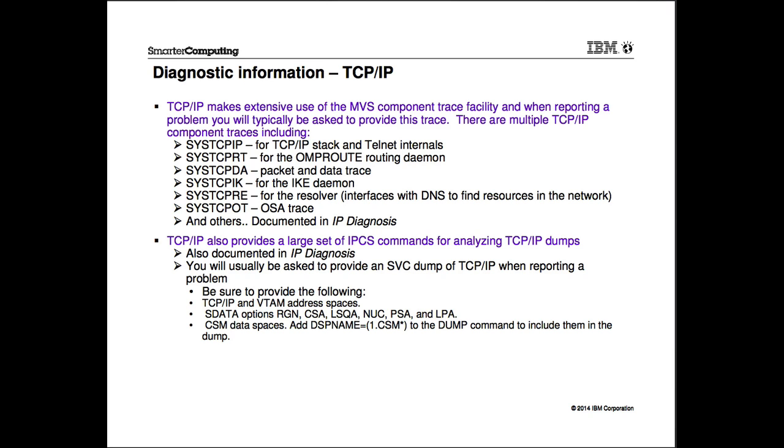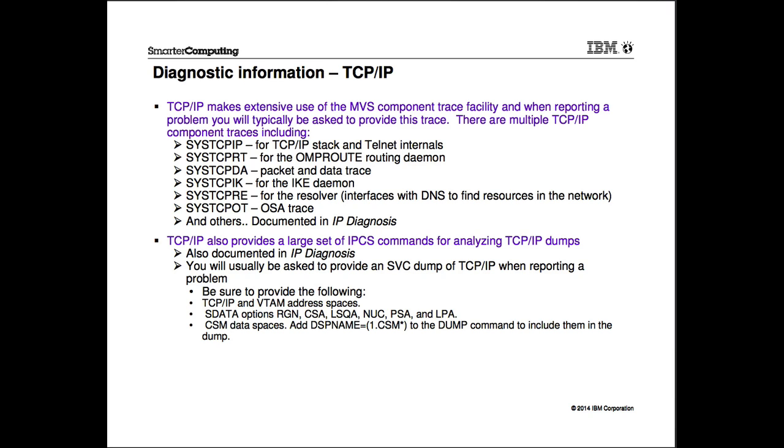All right, the next set of information is about diagnosis. Especially if you're a customer and you have a problem and you call IBM service, they're going to ask you for some of this information, so it's good to know about. MVS, or z/OS, has a built-in component trace facility, and TCP/IP makes extensive use of it. In fact, we have multiple TCP/IP component traces that you might be asked for if you have a problem. There's SYSTCPIP, which is the TCP/IP stack and Telnet internals. Our service team often needs this because it shows us internals: what modules got called, what happened inside.